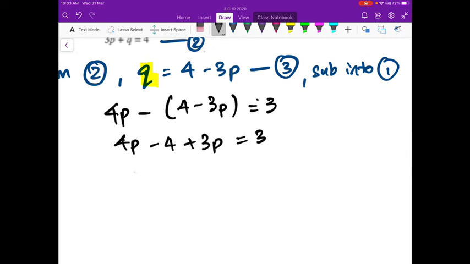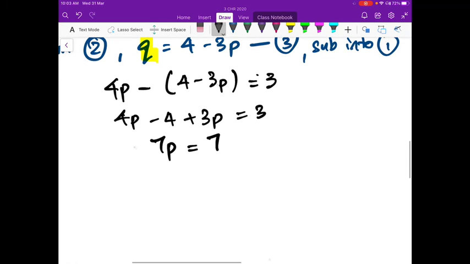And so we see that, hey, all our Q disappeared. It is one equation with one unknown of P. 7P equals to 7. I add 4 on both sides. So the negative 4 becomes 0. The 3 becomes 7. I added 4 on both sides. Since 7P equals to 7, P must be equal to 1.